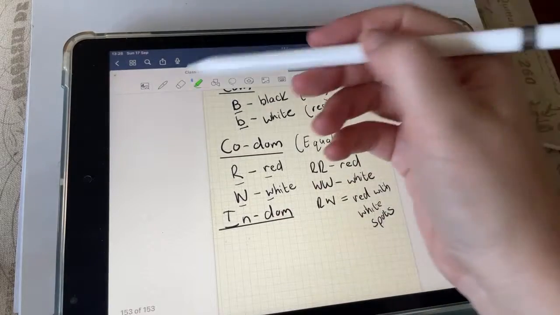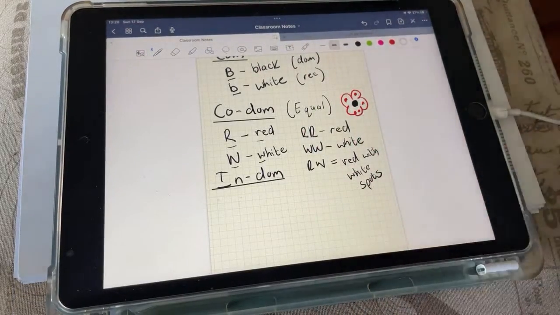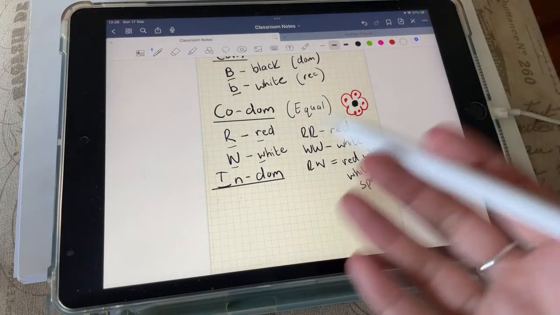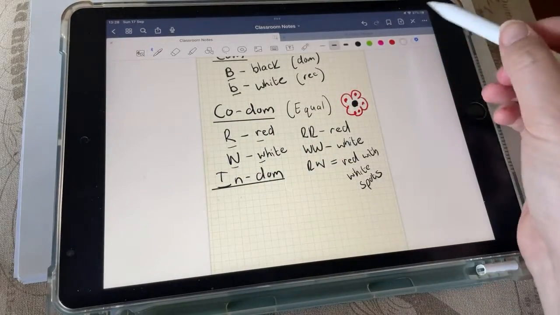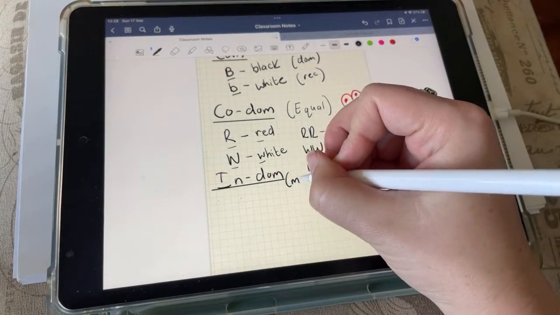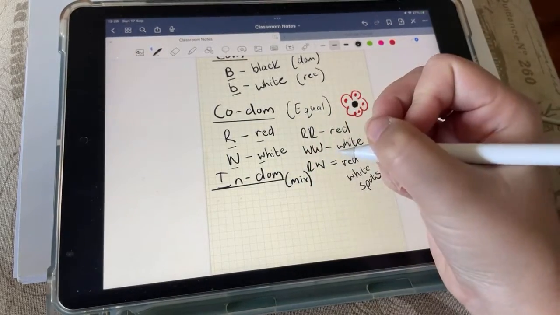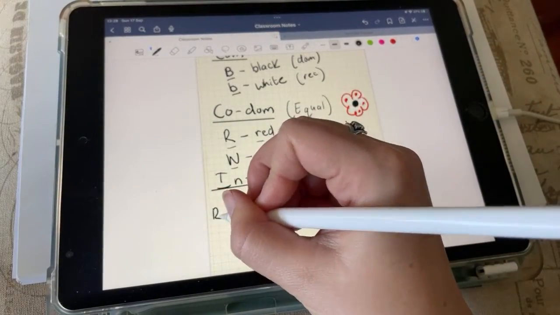But what about incomplete dominance? Incomplete dominance is often confused with codominance. And I understand why. Let me show you why. Incomplete dominance is when there is, oh, you can't see me right with the white pen. Incomplete dominance is when there is a mix. Let me use red and white again, and let me show you why it becomes confusing.